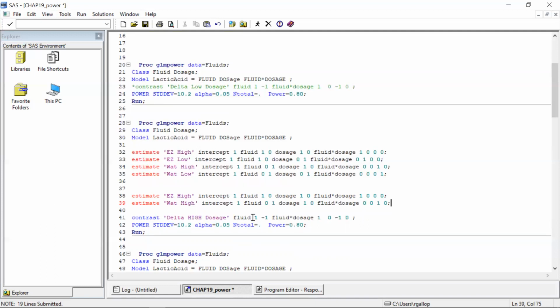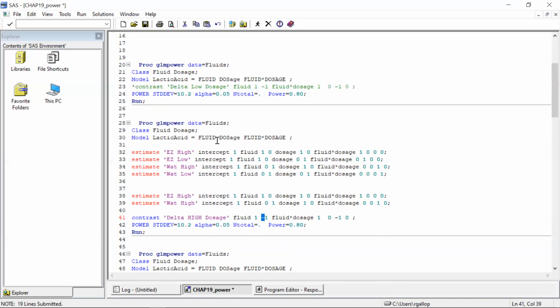Fluid: 1 minus 0, 1, 0 minus 1, negative 1. The dosage: 1 minus 1, 0, 0 minus 0, 0. Anytime a term has all zeros, it doesn't need to be there. And then the interaction: 1 minus 0, 0 minus 0, 0 minus 1, 0 minus 0.